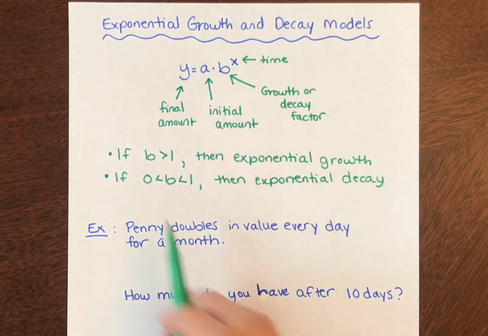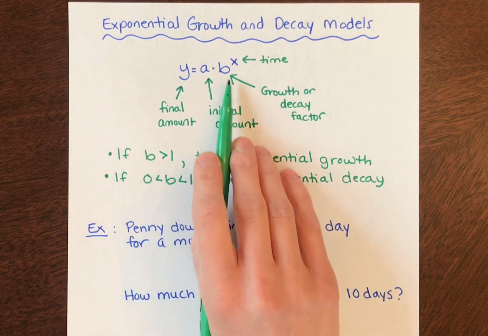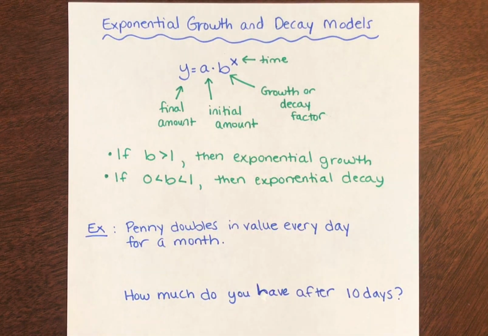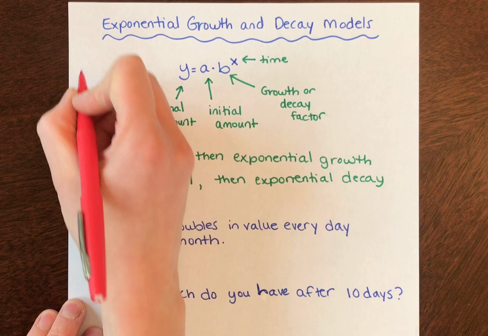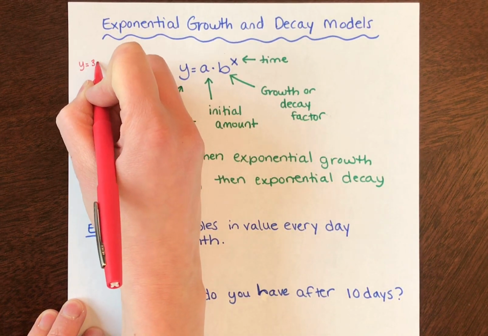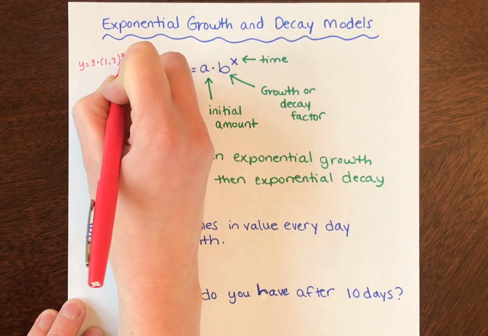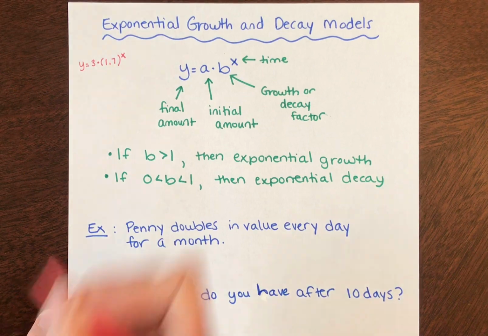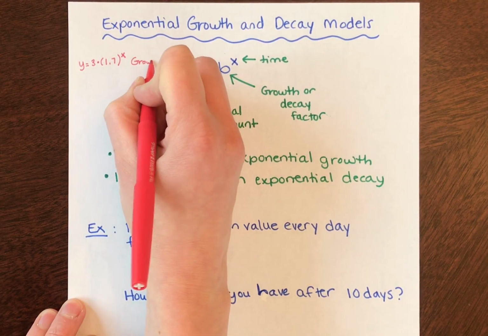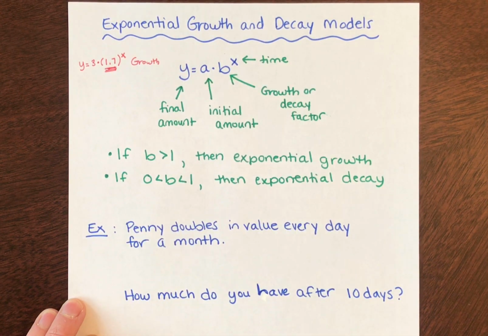So the difference between growth and decay: if your B value, so this B value right here, is bigger than 1, then you have exponential growth. All right, so for example, maybe you have something like y equals 3 times 1.7 to the x. That would be an example of growth because 1.7 is bigger than 1.